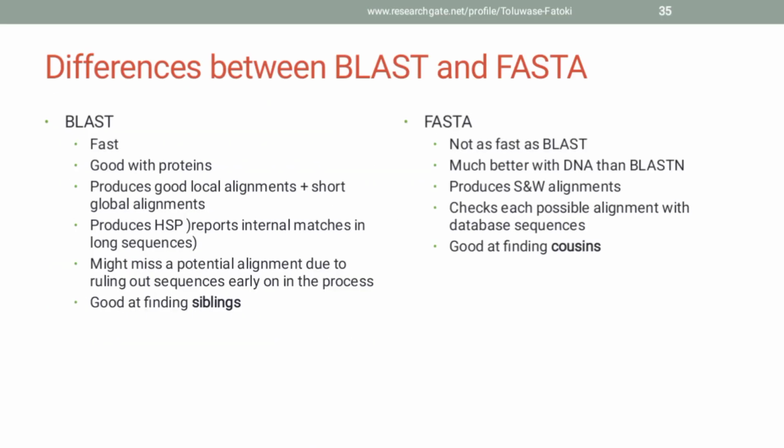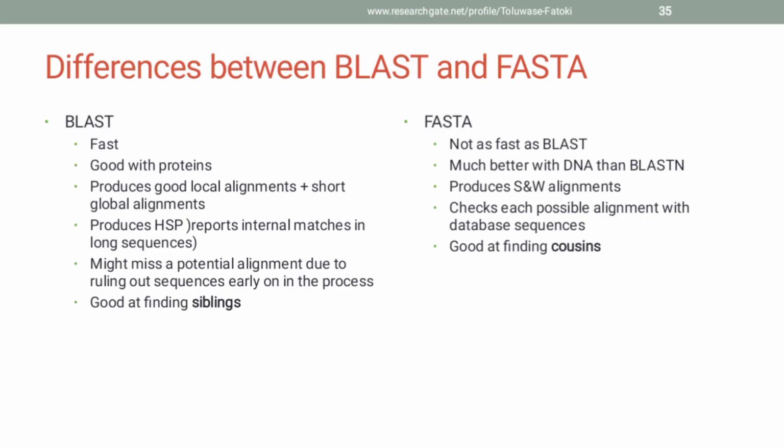So what is the difference between BLAST and FASTA? BLAST is very fast, good with proteins, and produces good local alignment and short global alignment. It produces HSPs, high-scoring segment pairs, reports internal matches in long sequences, and might also miss a potential alignment due to ruling out sequences early in the process. It is good at finding siblings.